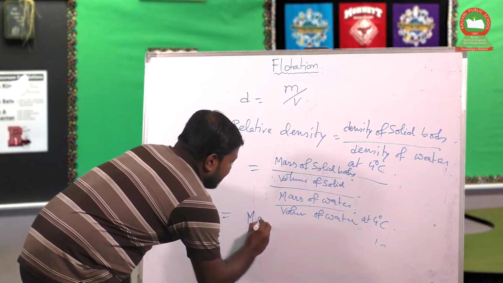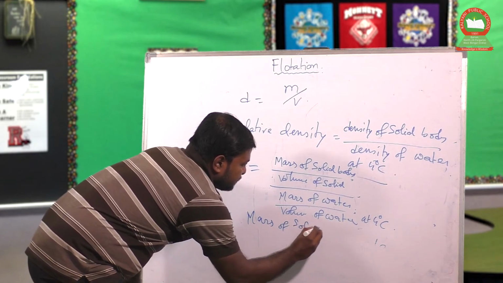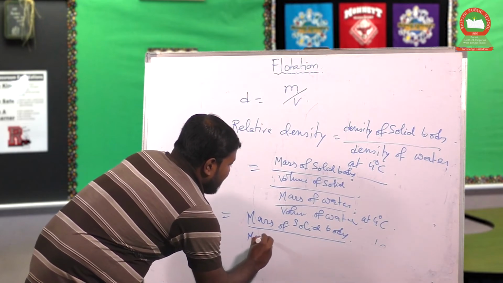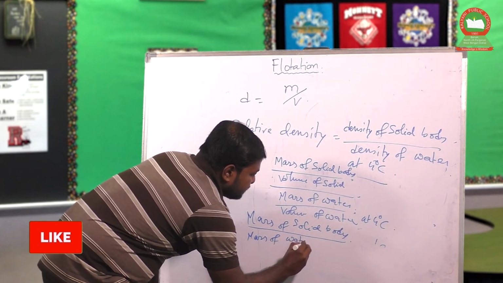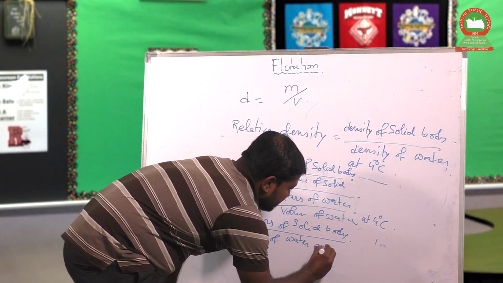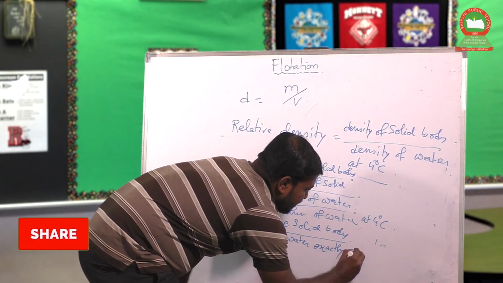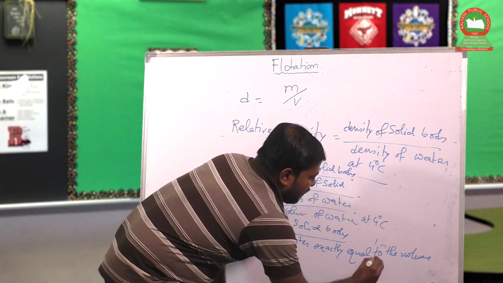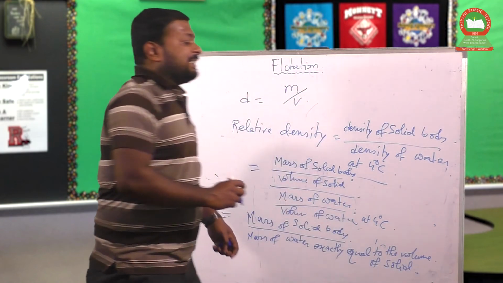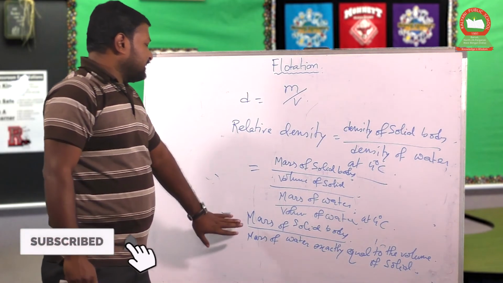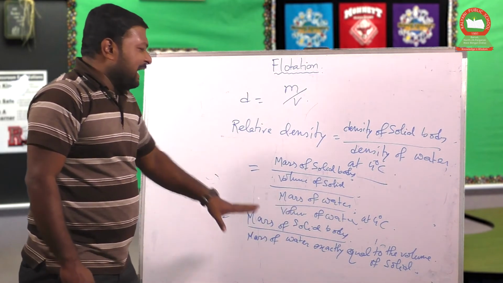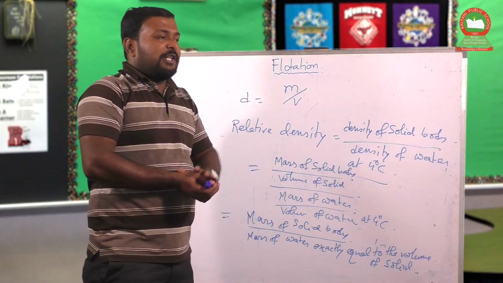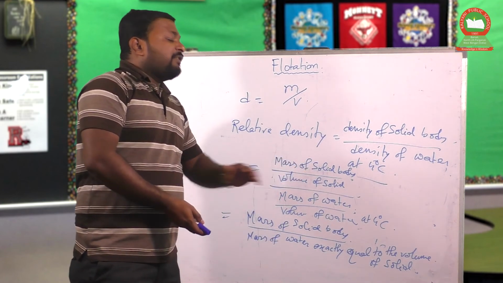So then we get the mass of the solid body divided by the mass of water, exactly equal to the volume of the solid. So relative density can be defined this way: the mass of the solid body at any temperature and the mass of water exactly equal to the volume of the solid which is displaced by that particular body at 4 degrees C.